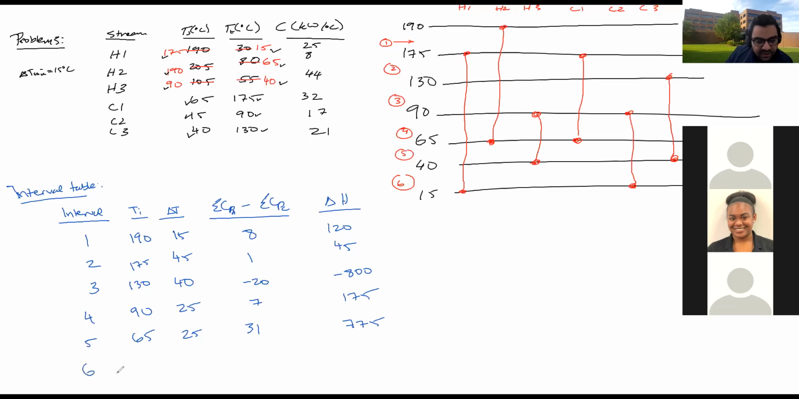And then finally I have the last interval, interval 6, initial temperature is 40. The delta T for the interval is 40 minus 15, which is 25 again.